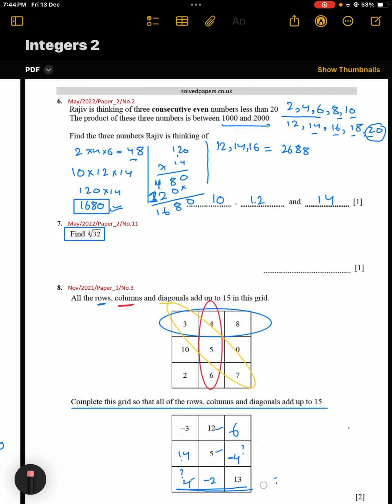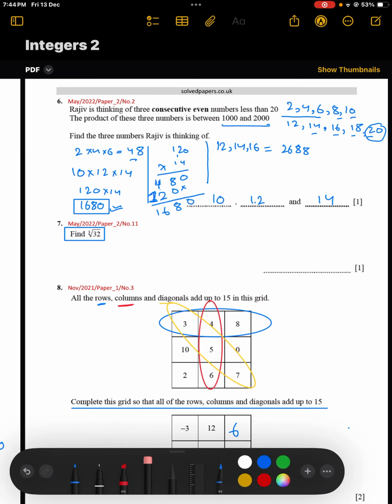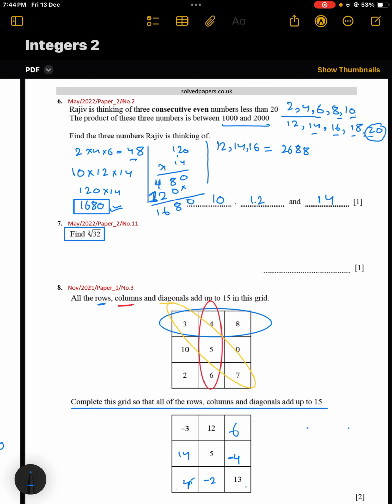Now let's confirm, let's do the double check. Let me erase it properly. Okay, 6 plus 4 will be 2. 2 plus 13 will be 15. Now do this. 12 plus 5 will be 17. 17 minus 2 will be 15. 13 minus 2 will be 11. 11 plus 4 will be 15.